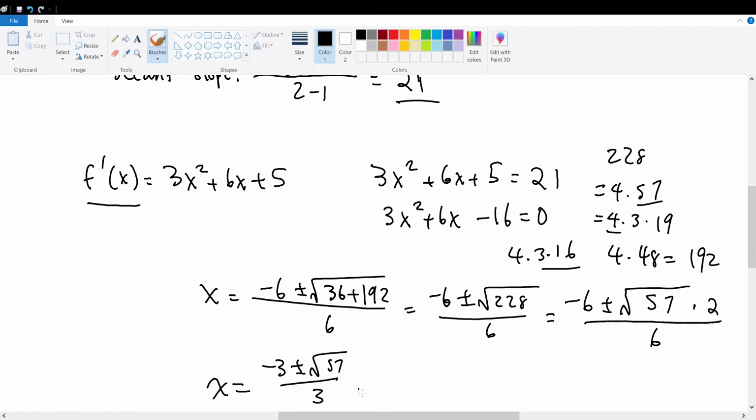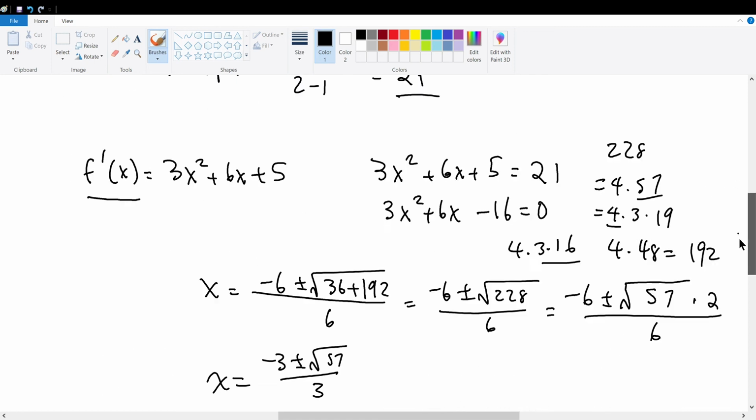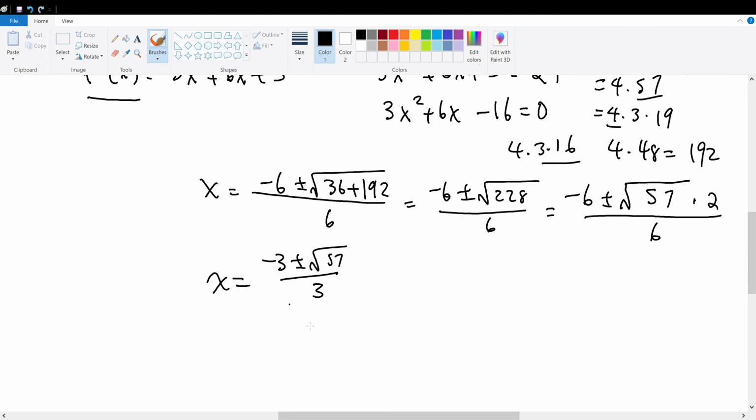But we must see here, is there going to be an extraneous solution? Because it has to be bounded between the interval of 1 and 2. If it's not between 1 and 2, then that will be an extraneous solution. So the square root of 57, well, we can prime factorize. 57 is equal to 3 times 19. The square root of 3 is about 1.7, and the square root of 19 will be about 4 point something. So multiplied together, we will get a rough estimate of about 5.8. That's just a very rough estimate.